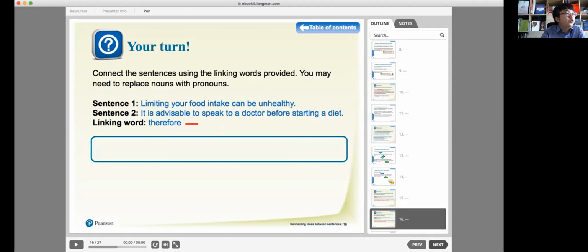the linking word we have to use is therefore. First of all, identify which sentence is about the reason. All right, because we have therefore here. After therefore, we have the result. So the sentence talking about the reason comes first, and then therefore, and then the result. Look at here. Limiting your food intake can be unhealthy. It is advisable to speak to a doctor before starting a diet. Which one is the reason? Which one is the result?